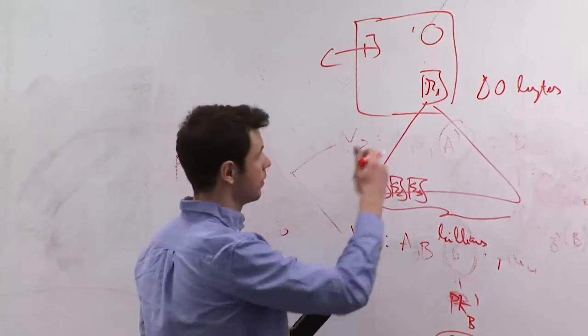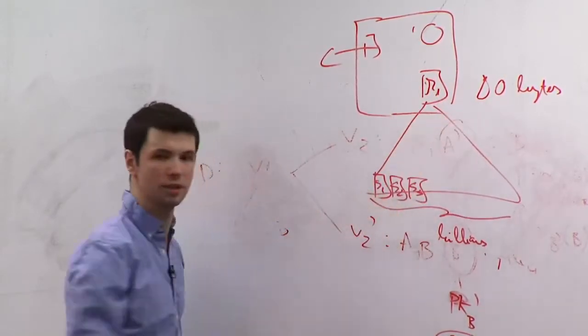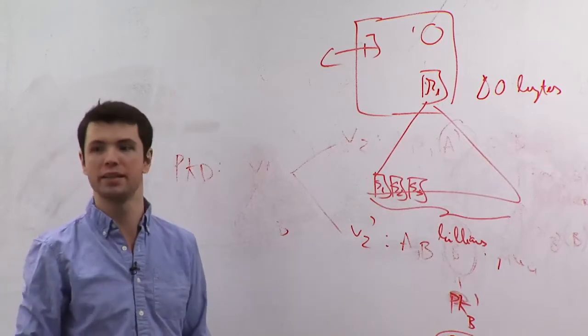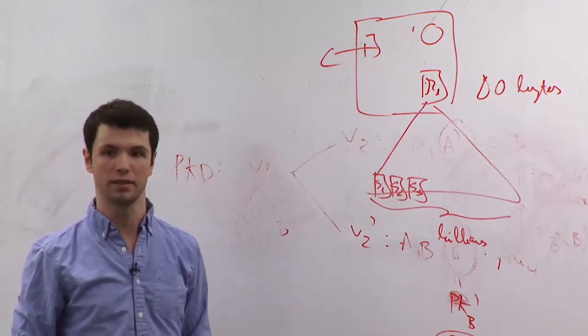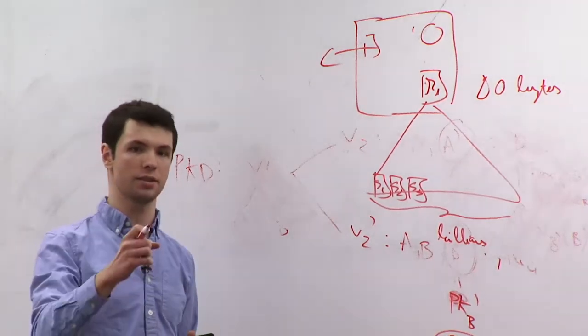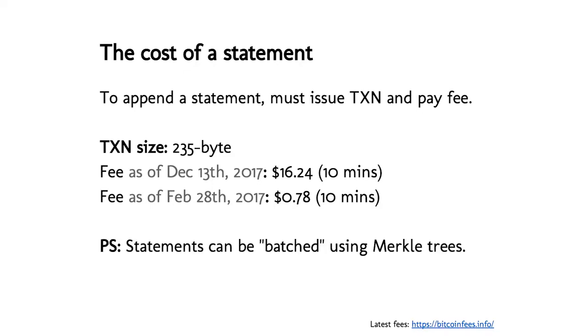Now, remember, the blockchain will only store the root hash. This Merkle tree will be stored by the log server, perhaps, or by a different party. They don't have to be the same party. Does that make sense? Does that answer your question? Yeah? All right. So that was my next point. Statements can be batched with Merkle trees.